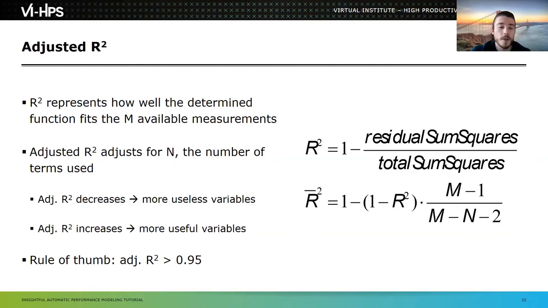And in general, we can say that a model that has an adjusted R square value higher than 0.95 fits the measurement data really well on one side, but also has a really good extrapolation accuracy. If we have models actually with a value of one, often it already indicates that we are overfitting on our measurement point data.